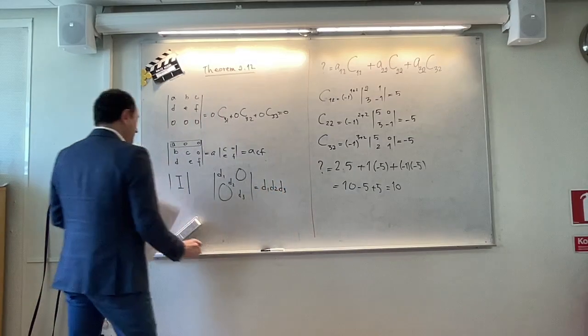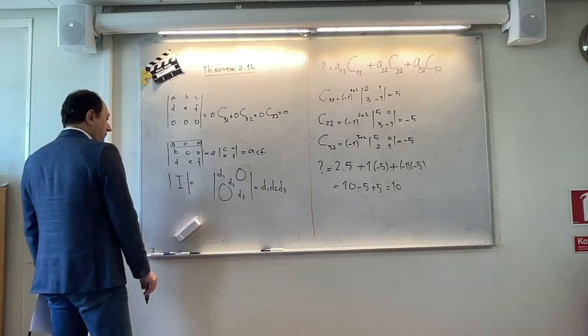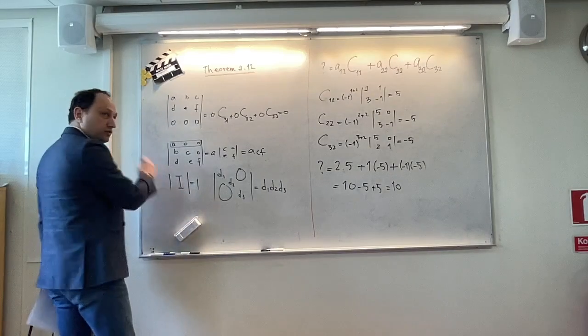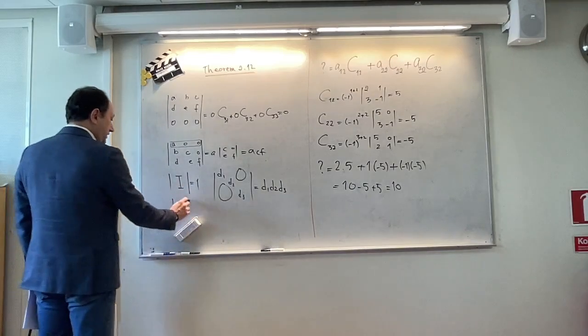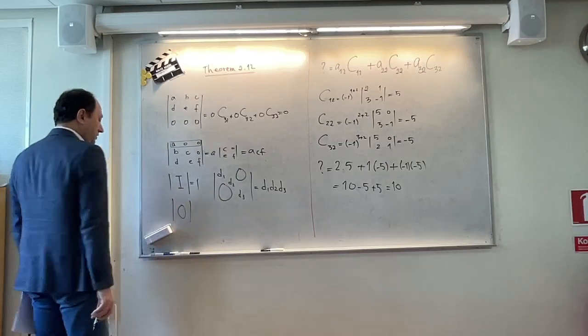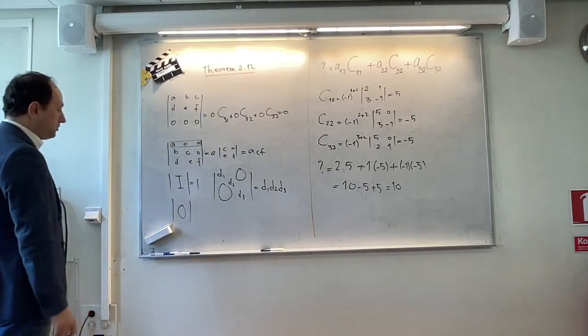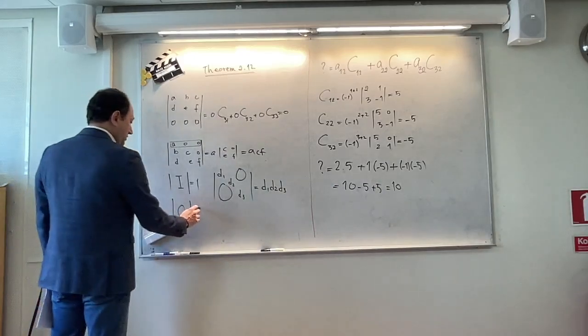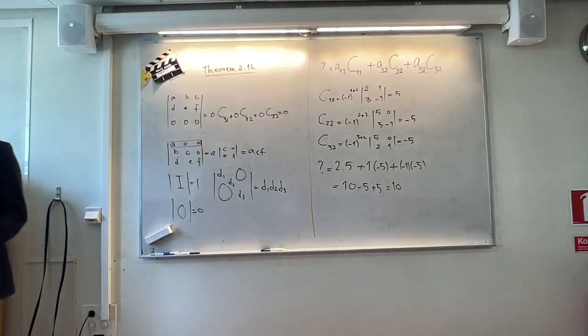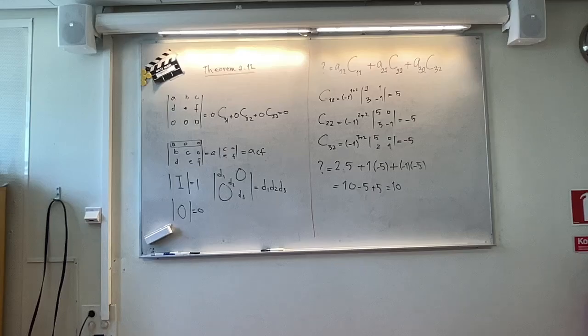Yes? Then you immediately can tell me what this one is? 1, because the entries are all 1. And of course, this is very ridiculous to ask. What is the determinant of the 0 matrix, square matrix? Of course, 0. Everywhere is 0. Yes? It's good to know.